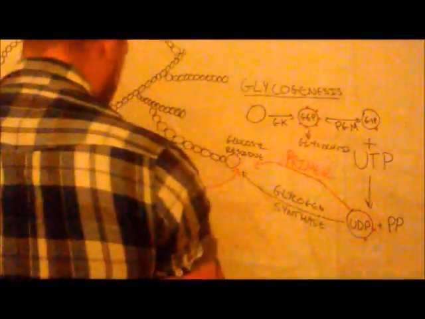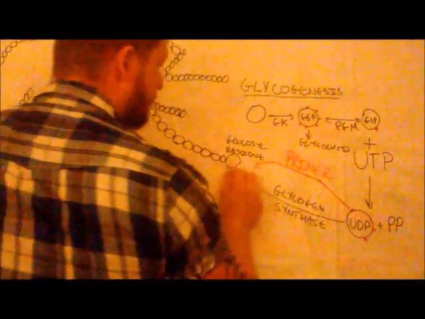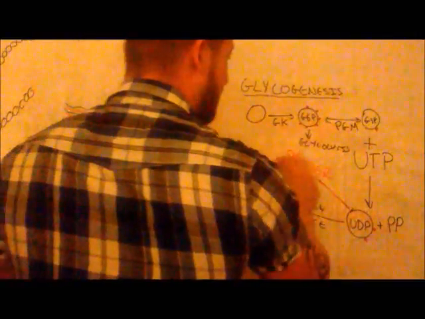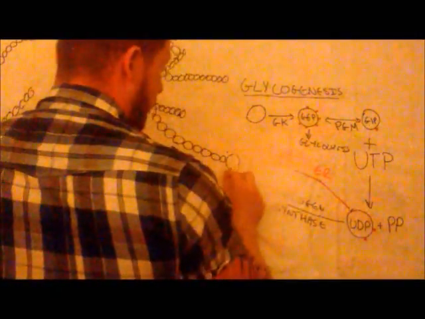Just give me one second while I get my rag here, because we're going to talk about the final step in this. If you remember, last time we talked about how we have debranching enzyme. Well, the opposite of debranching enzyme is branching enzyme. So why would we need this?